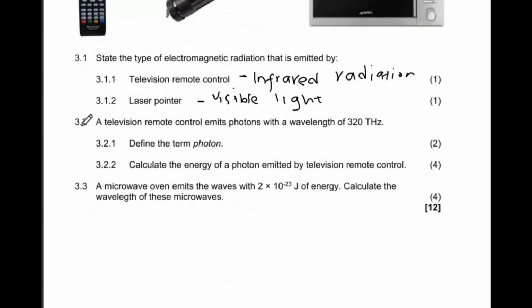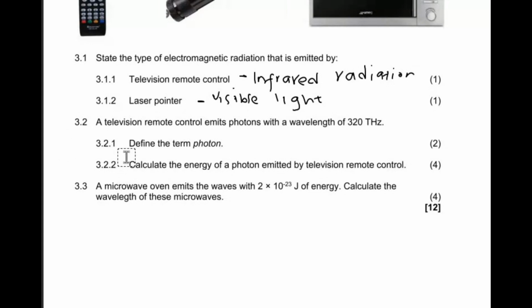A television, 3.2, a television remote control emits photons with a wavelength of 320 terahertz. Question 3.2.1, define the term photon.